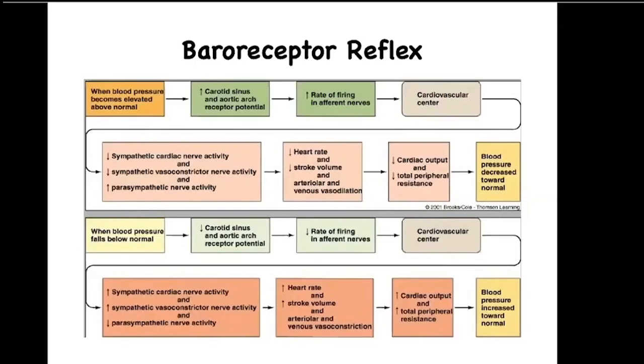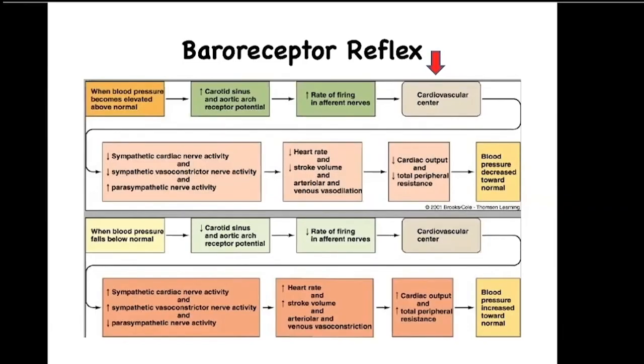Keep in mind that baroreceptors are stretch receptors. What will stimulate them is an increase in blood pressure. So let's begin there. When the blood pressure becomes elevated above normal, the stretch receptors will fire. So the carotid sinuses and the aortic arch receptors will fire, and these are your baroreceptors. That information will be sent by way of the afferent nerves to the cardiovascular center.